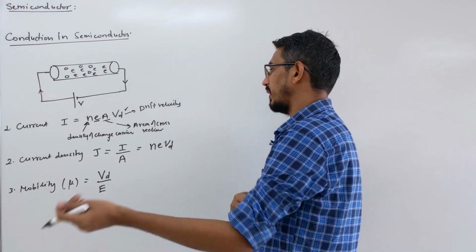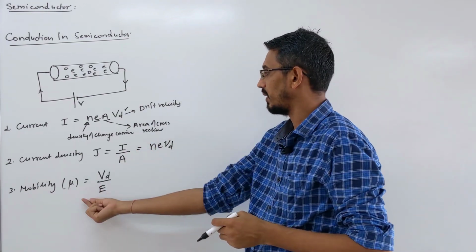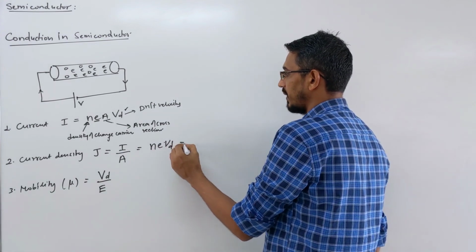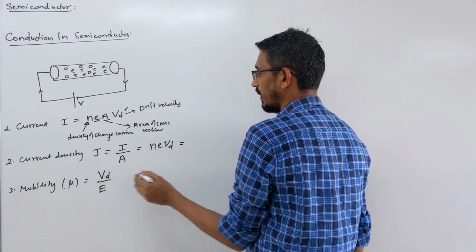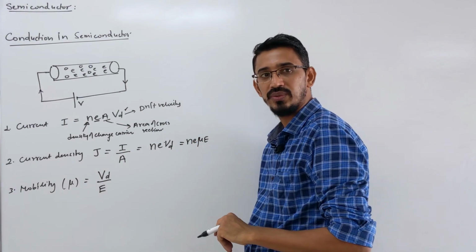Okay. So this J formula, current density, you can also write in this format, because you replace here VD. This VD is mu into E. So you can write N E mu into E. You can write that format also, right?